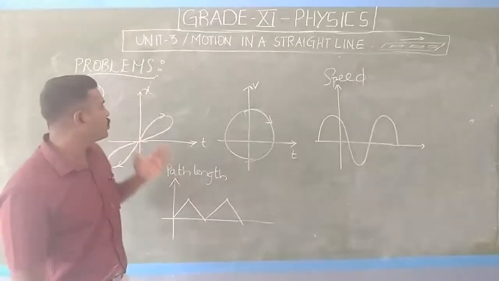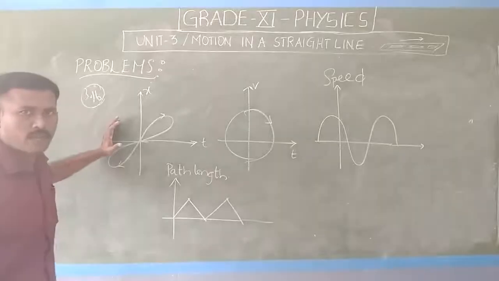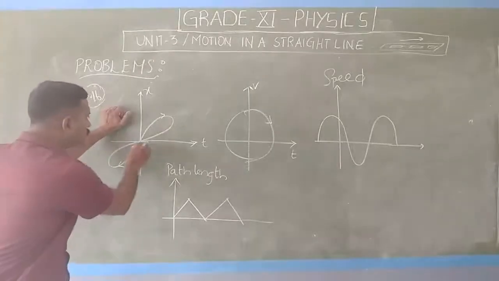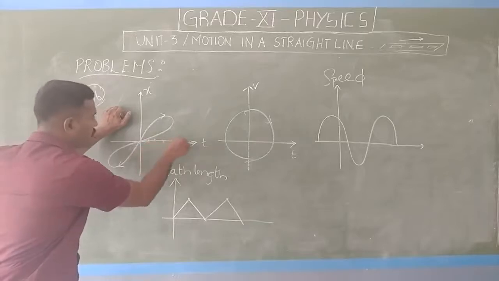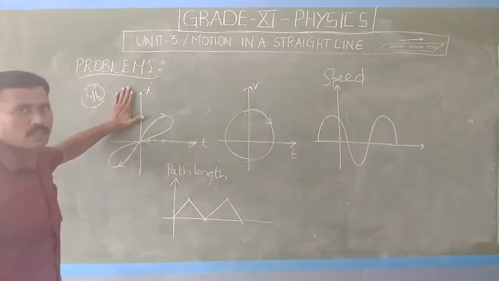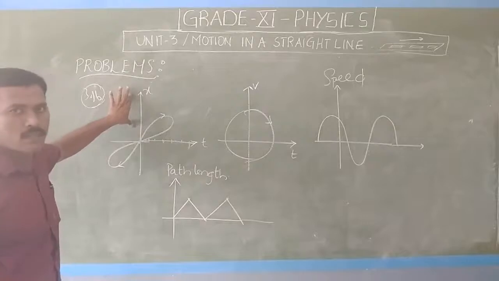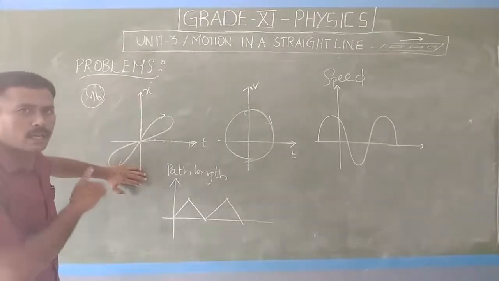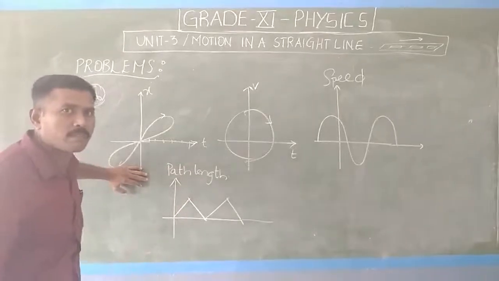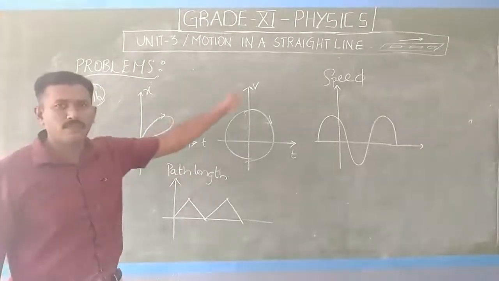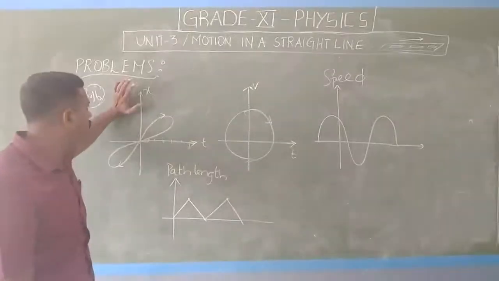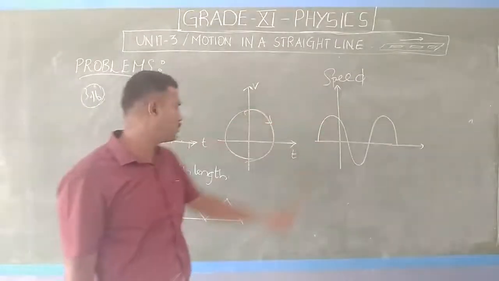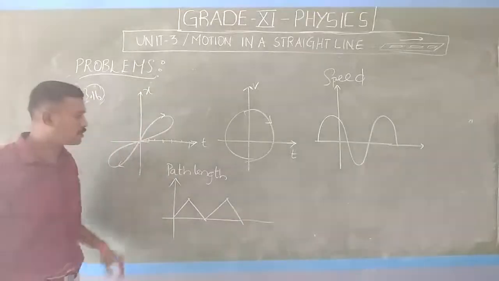So now you look into the graphs. Let us take the first graph. For each and every point of time, there is a value on the vertical axis. In all the graphs we have the horizontal axis as time and the vertical axis as different variables. Here x is the distance, v is the velocity, then speed, and here we have path length.